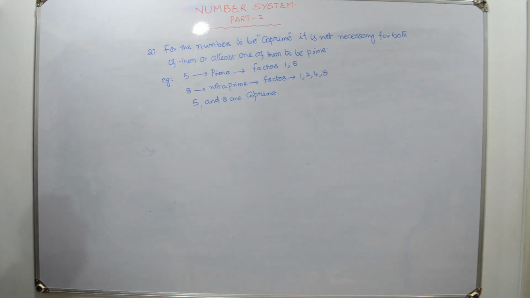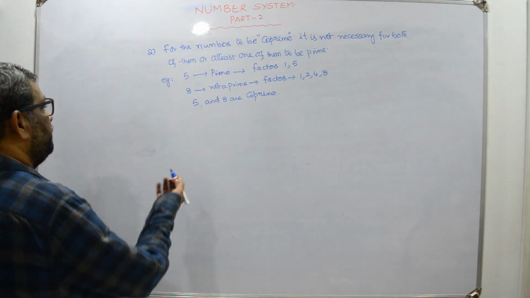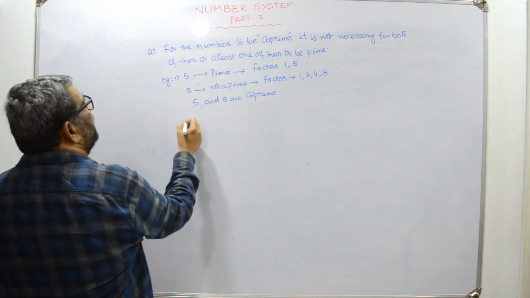So to become co-prime, it is not necessary for both the numbers to be prime. There may be a possibility of both to be prime. If both are prime, definitely they are co-prime. If one of them is prime and one is not a prime, there is a chance that they are co-prime, even if both are not prime numbers.